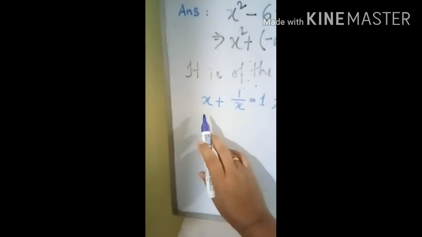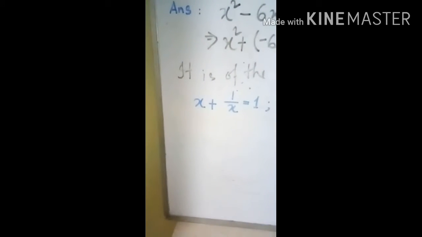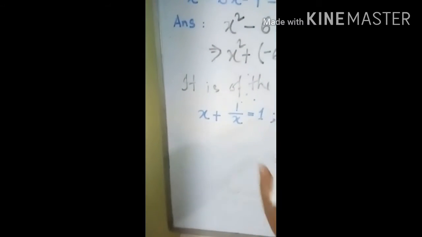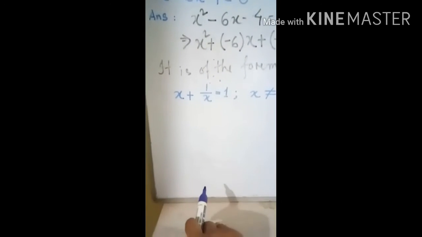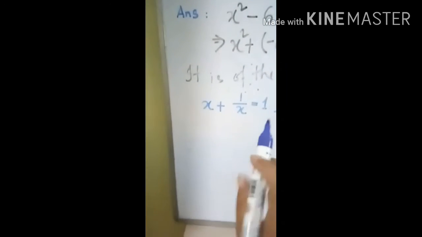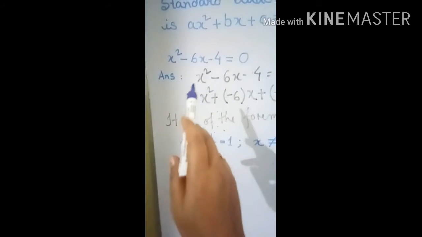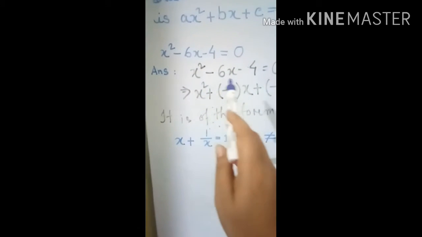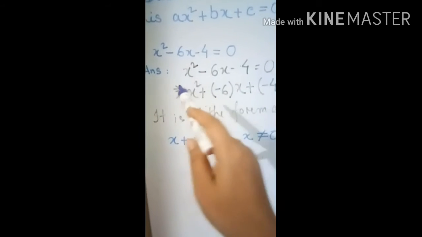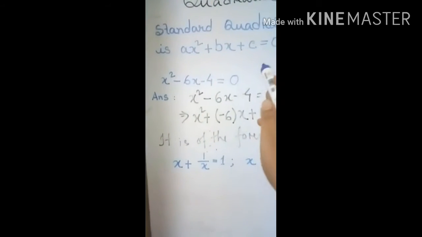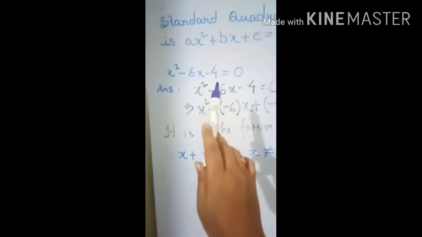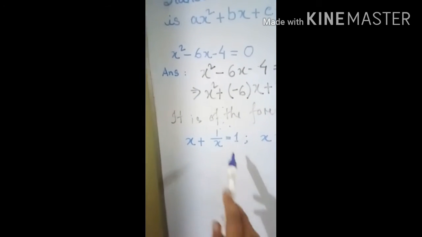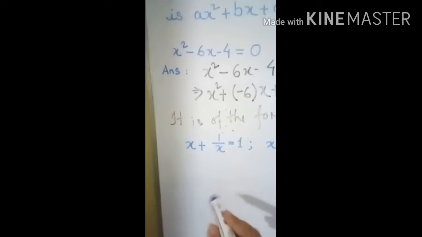Next, this one, x plus 1 by x equal to 1. Now whether this given equation is a quadratic equation or not, that we have to verify. Then what is our main motto? How I have written this one means I am trying to write down the given equation in this form. So this also I want to write down in this form. For that, what will I do? I will simplify it.